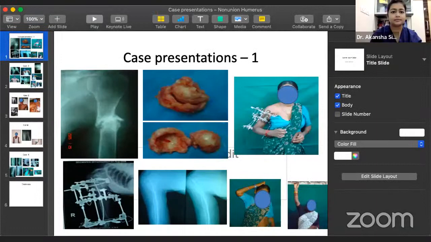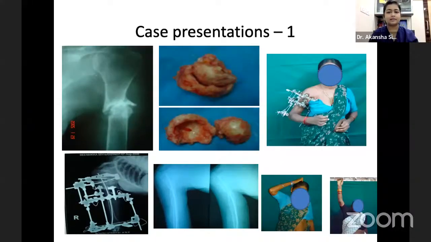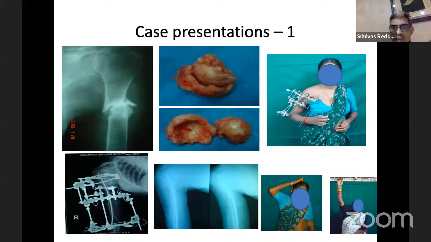Yes, right, sir. I'm going to present about 4 cases right now, after having the safe zones and the operative principles. This is a non-infective non-union in a lady about 45 years of age. She had an 8-year-old non-union. This is osteoporotic bone, and this is the type of non-union.